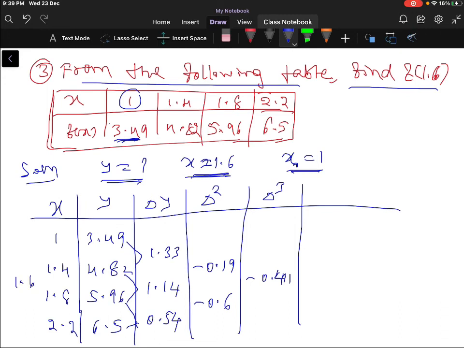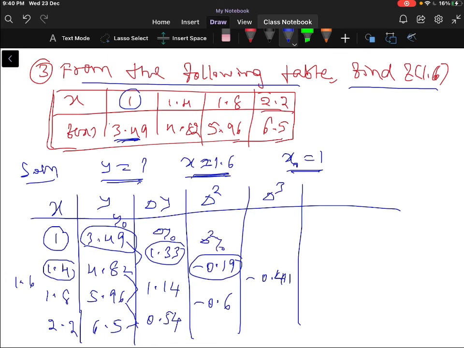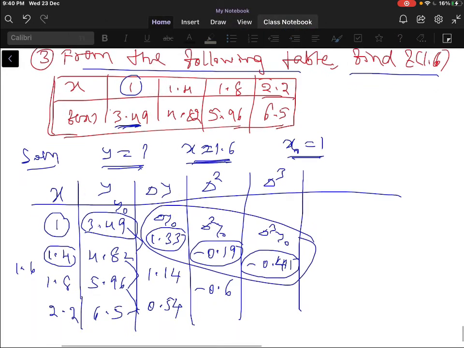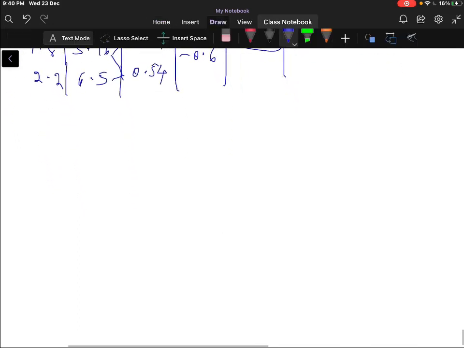Here x is 1.6, between the points 1.4 and 1.8. We can take x naught as 1.4, or we can take x naught as 1 also. If I consider x naught is 1, then 3.49 is the y naught value, 1.33 is delta y naught, minus 0.19 is delta square y naught, minus 0.41 is delta cube y naught. So these are the leading forward differences.